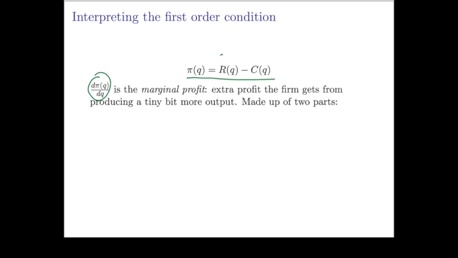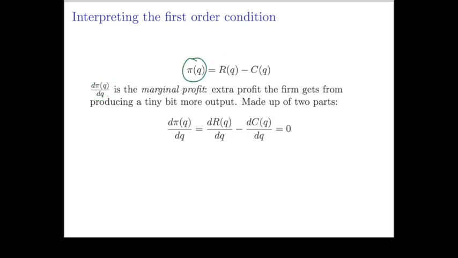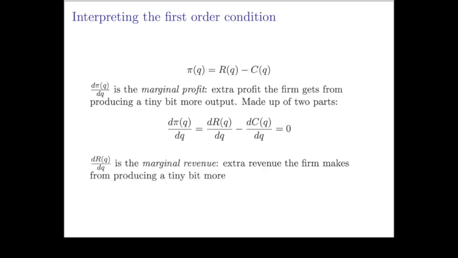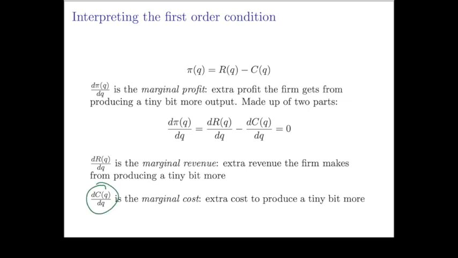This consists of two parts. If we take the derivative of pi, it's the derivative of r minus the derivative of c. And the first order condition says that that has to be equal to 0. dr/dq is the marginal revenue. This is the extra revenue you get from selling one extra unit of output. dc/dq, well, that's just your marginal cost.